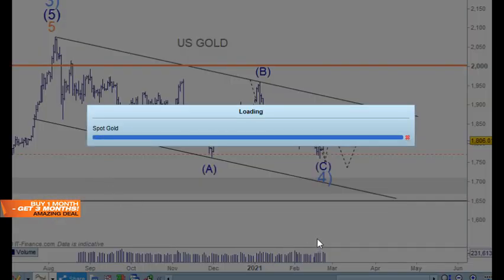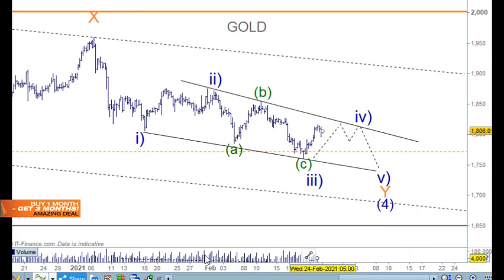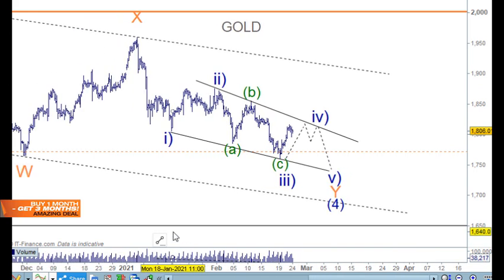So the first one, this one here, this will do the trick. This one here is just a WXY, but wave 1 here, wave 2 here, an A, a B and a C here. For wave 3, an ending diagonal triangle, and then wave 4 and then wave 5 coming down here. So that's a valid move, so we need to keep an eye on that.